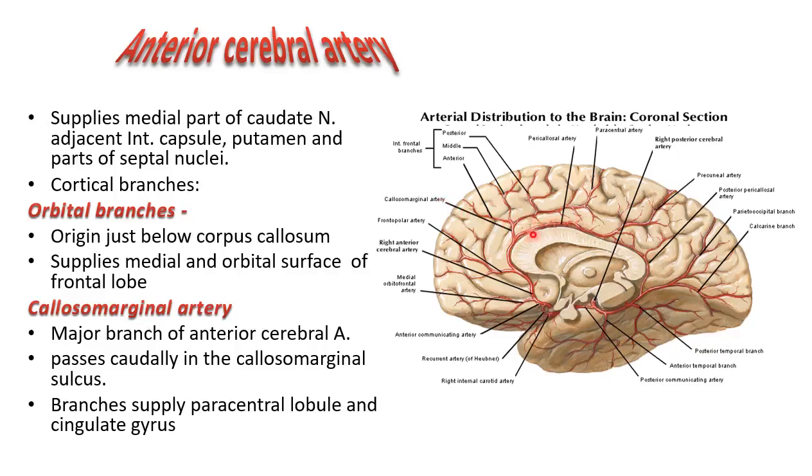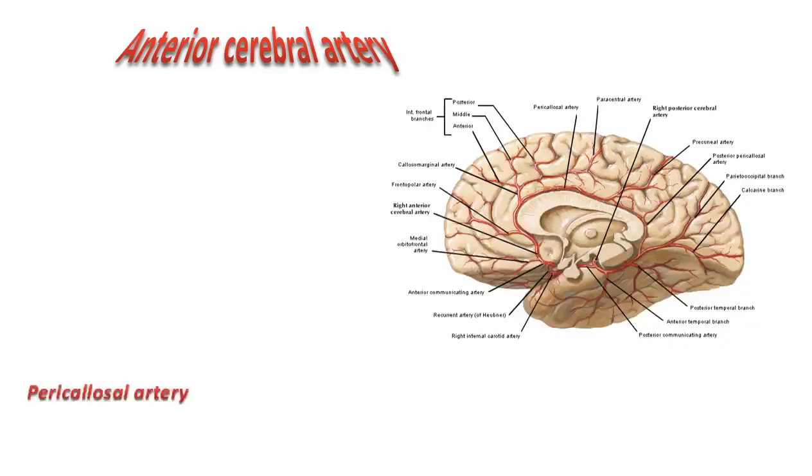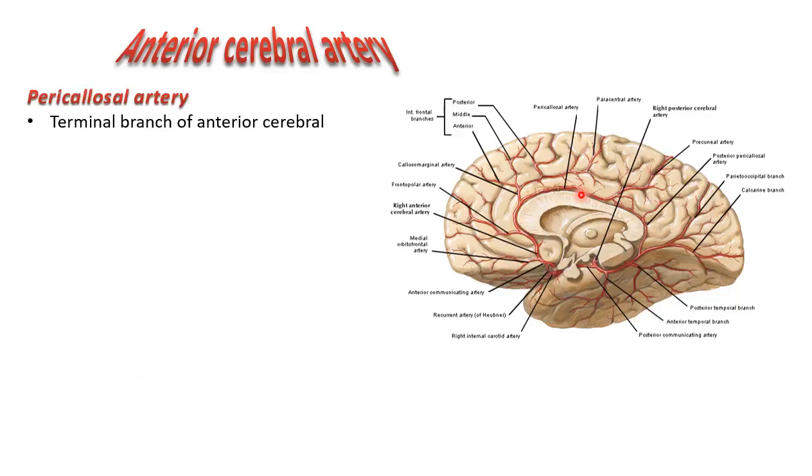Then the next branch you are able to see is the pericallosal artery. That artery which you are able to see is the pericallosal. Peri means periphery of the corpus callosum, so you are able to see the outer border of the corpus callosum. That is why it is called the pericallosal artery. It is mainly the terminal branch of the anterior cerebral artery, supplying your corpus callosum.